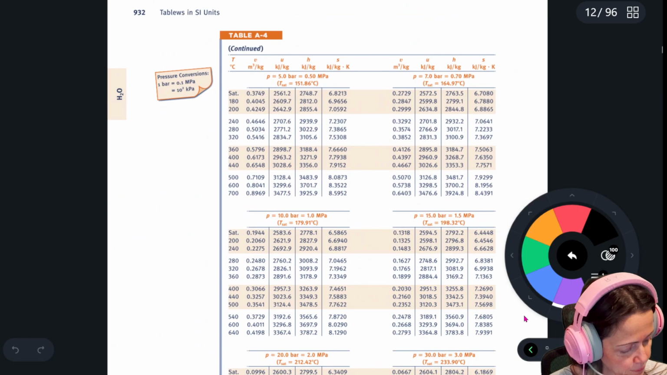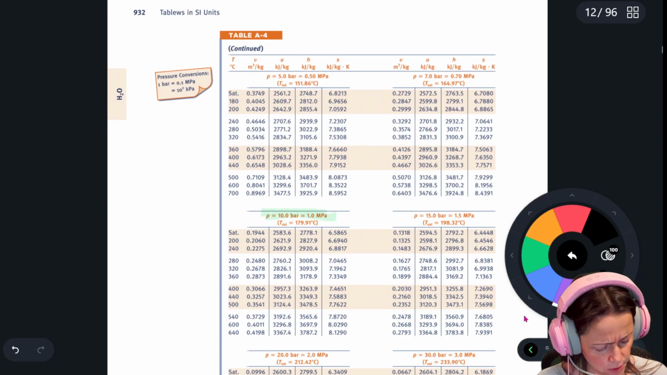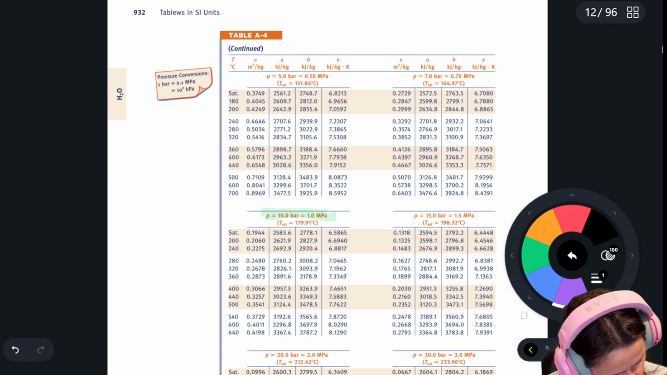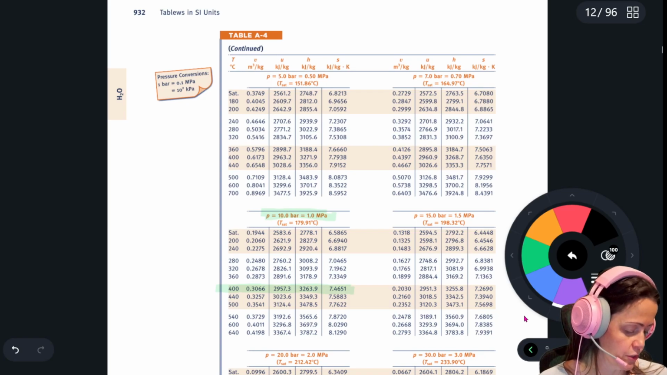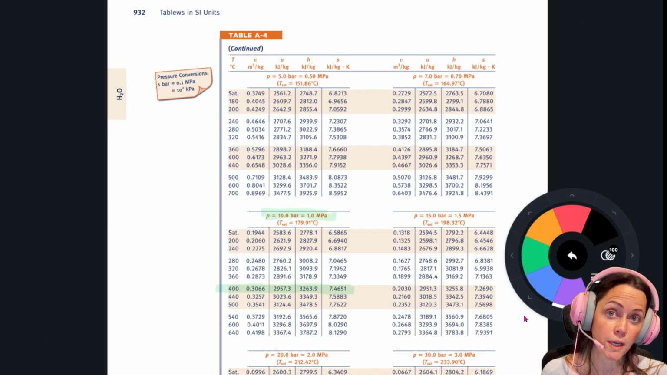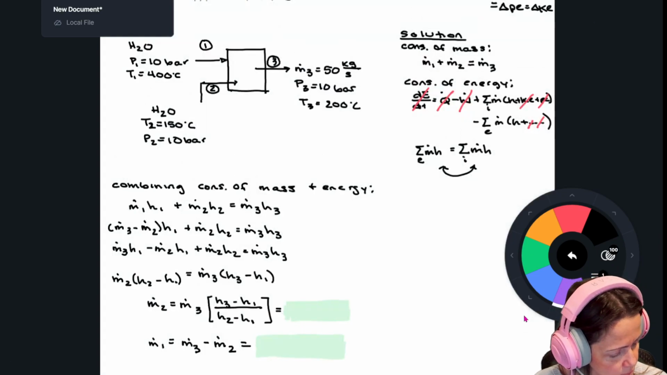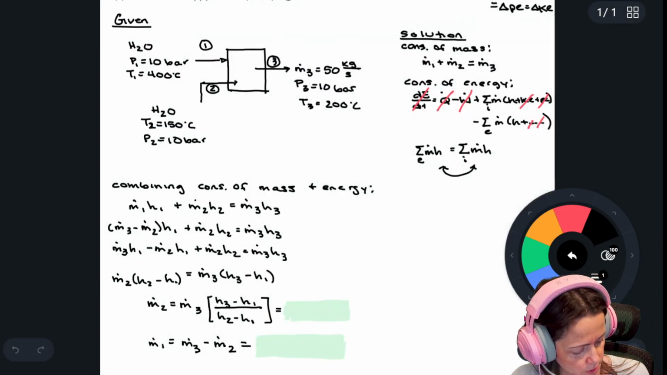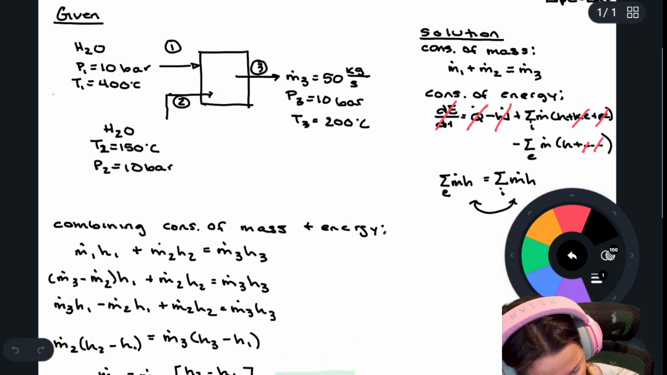There we go. All right. So 10 bar, 400 degrees Celsius. Any properties we want to know are going to be right there. So I'm just going to pull the enthalpy and the entropy value off because I think that's really all I need there. Okay.